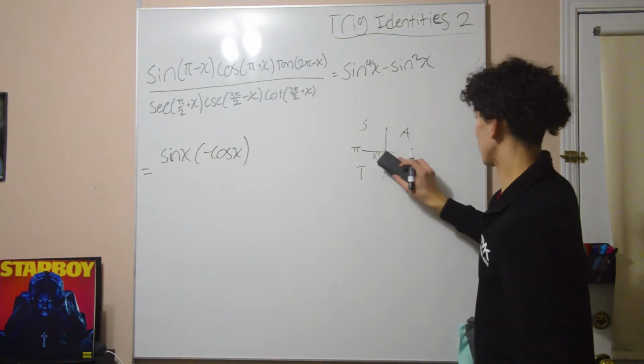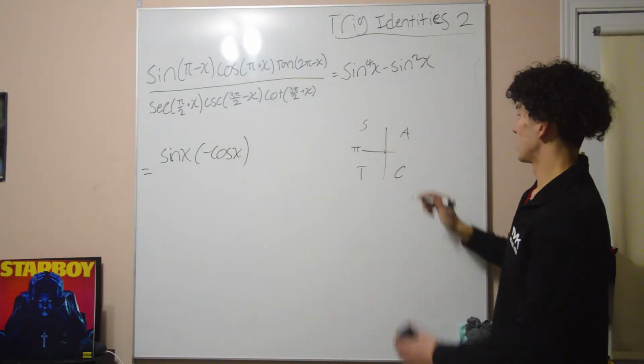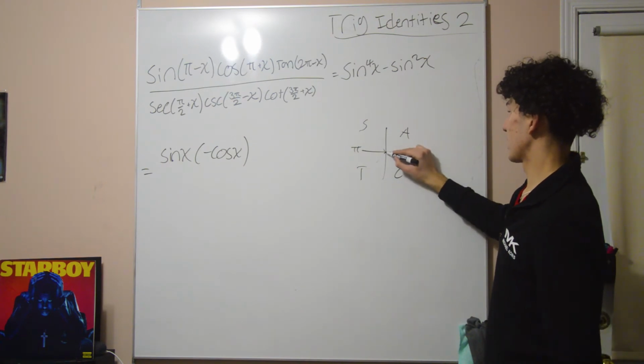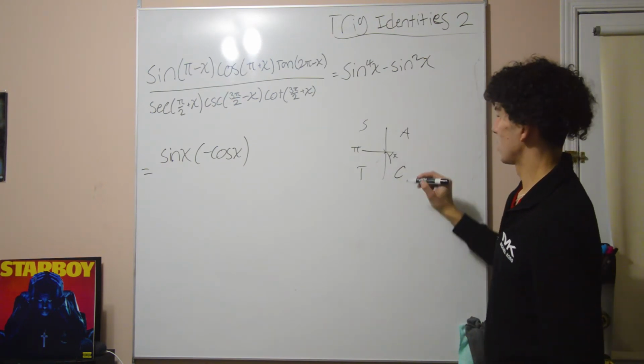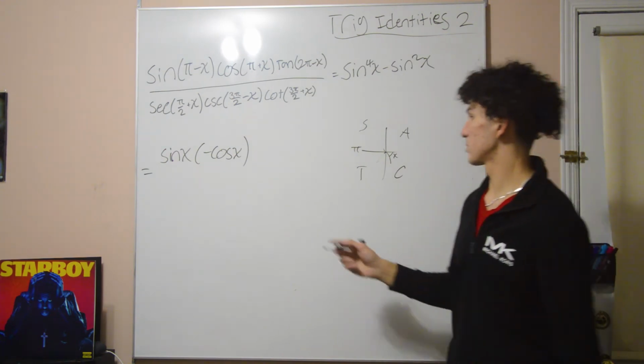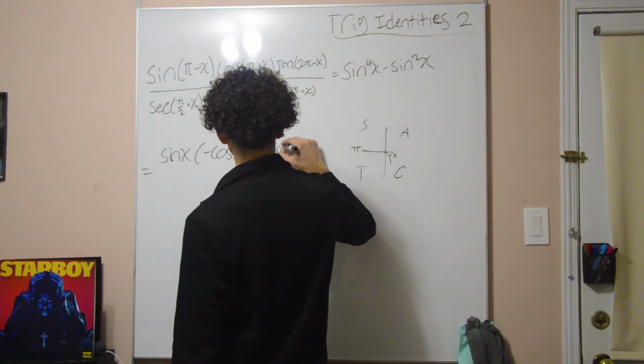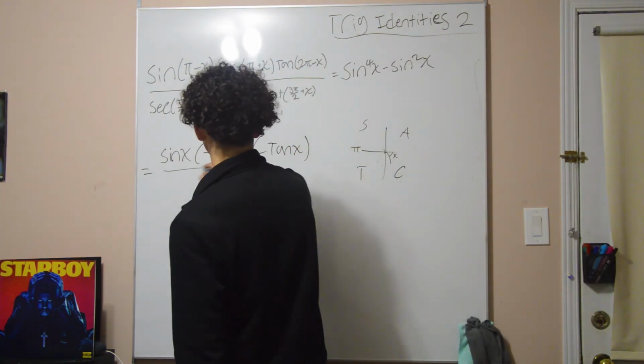Next up is tan of 2 pi minus x. So 2 pi is all the way over here, minus x is right here. And once again, tan is negative here, so it's going to be negative tan x.